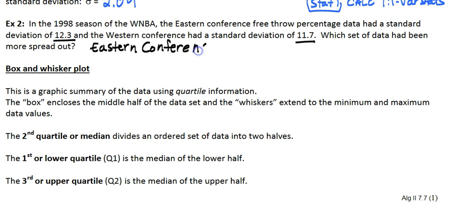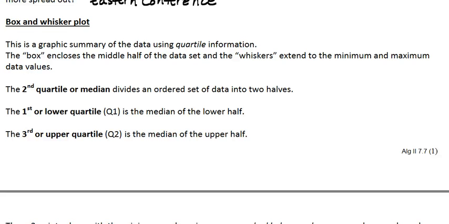I have some information from you below here that is about box plots. I'm going to just go through and read it. So a box and whisker plot, review from middle school. It's a graphic summary of the data, so it gives you a picture of what the spread looks like. There's a box that encloses the middle half of the data set, and then there's some lines that extend to the minimum and maximum, and that's where the whiskers come in.